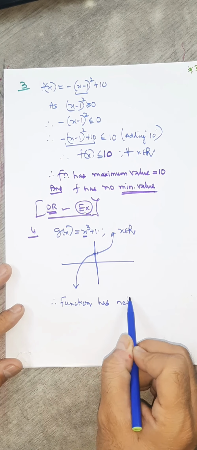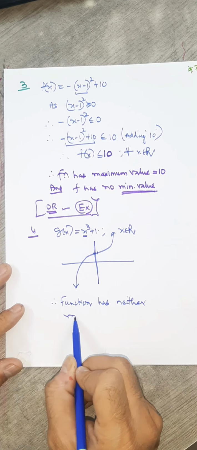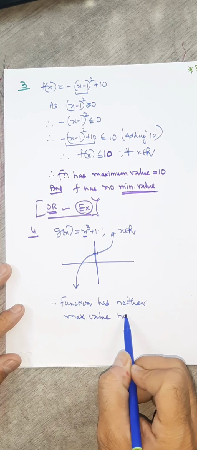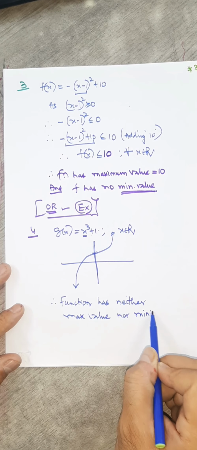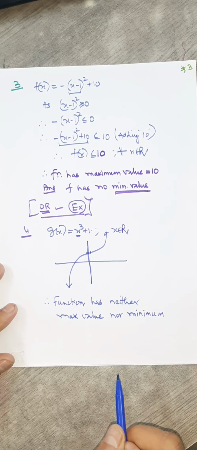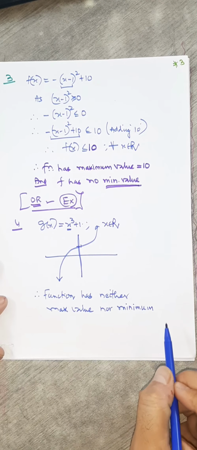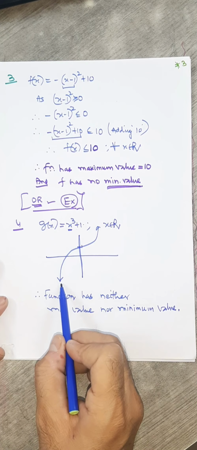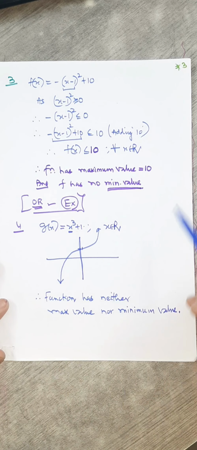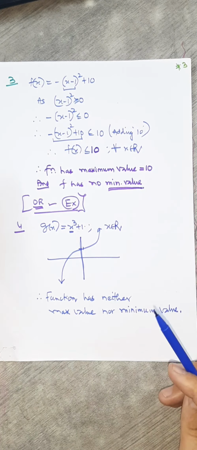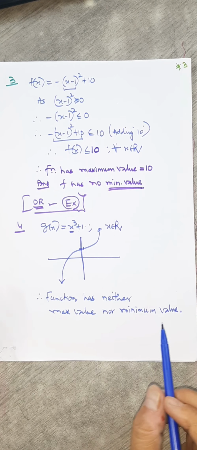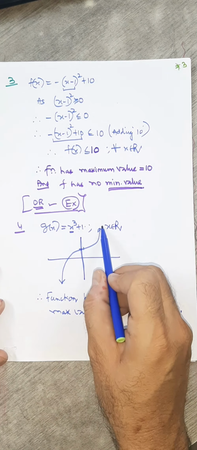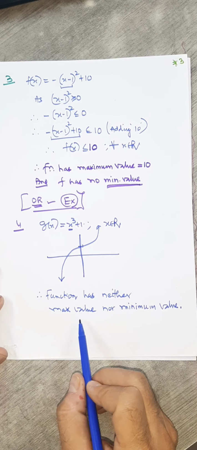neither maximum value nor minimum value, right? It never ends here. This is indirectly parabola, right? All previous three were indirectly parabola, so they have maximum, minimum, but this never ends. It's like a straight line.